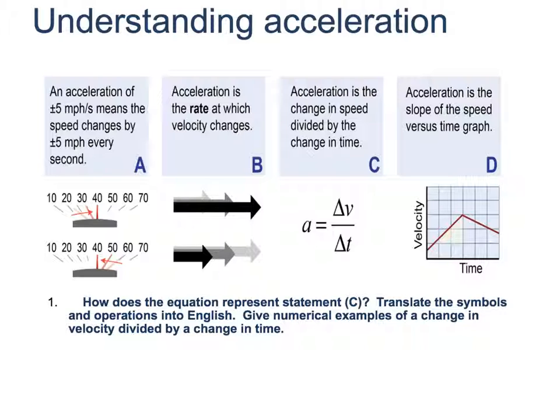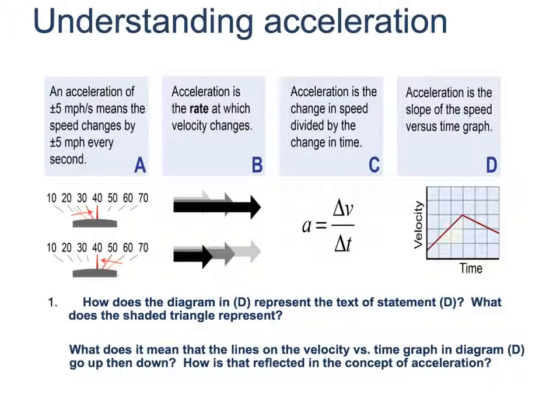How does the equation represent statement C? Translate the symbols and operations into English, giving numerical examples of a change in velocity divided by a change in time. We've done several of those already. We have acceleration is the change in velocity divided by the change in time. What does it mean that the lines on the velocity versus time graph in diagram D go up then down? How does this reflect in the concept of acceleration? Again, like I said, positive acceleration, negative acceleration. Positive, negative.